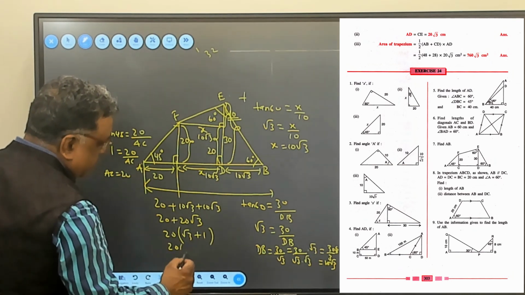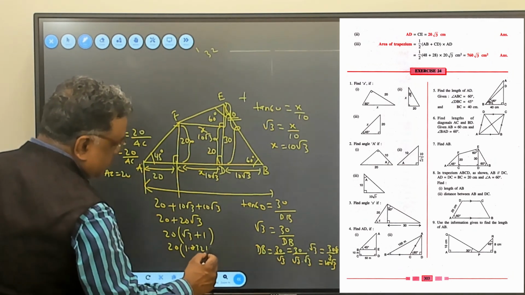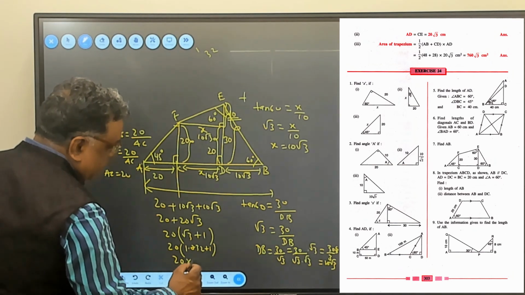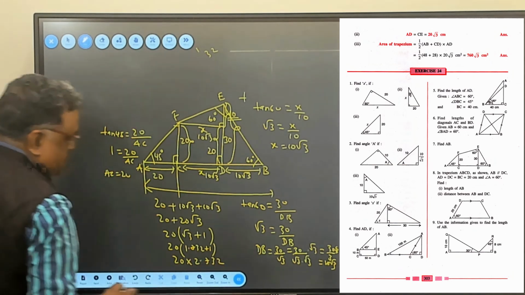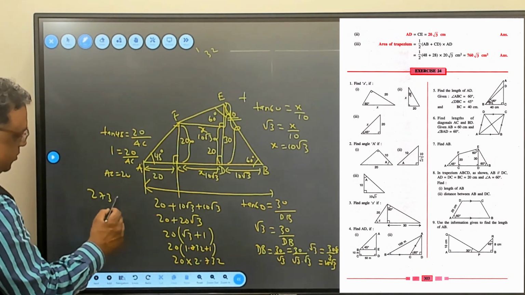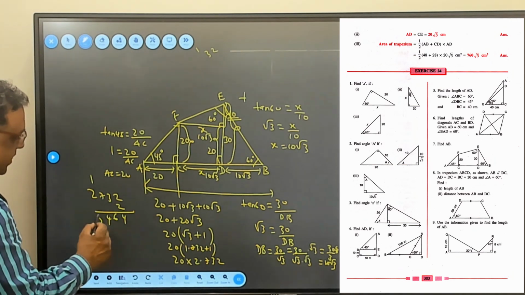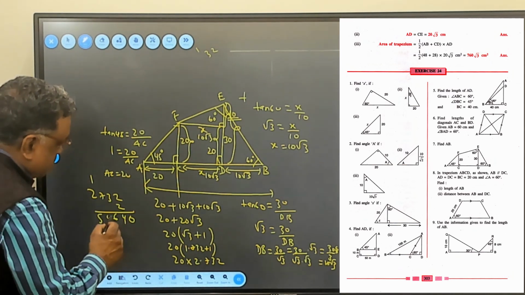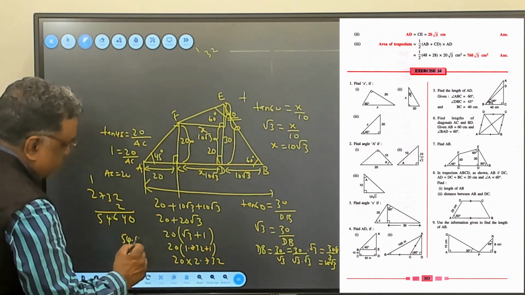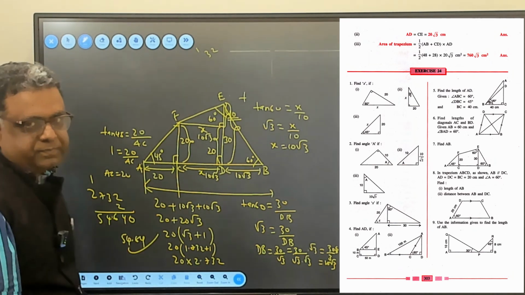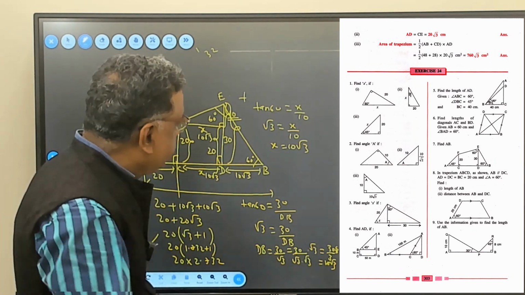Root 3 is 1.732, plus 1, that is 20 into 2.732. So multiplying 2.732 by 20, I will put 3 decimals. 54.64 is the answer. Okay. Next.